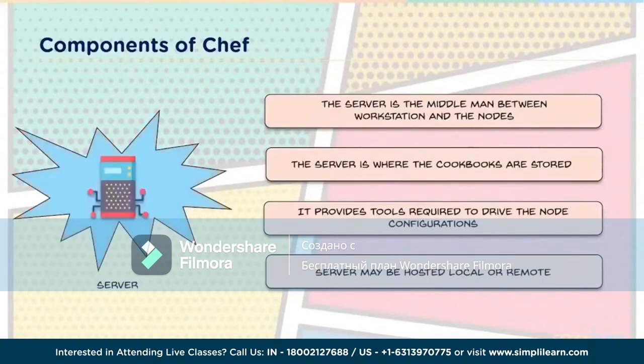Our second component is the server. So server is like the middleman. It lies between your workstation and your nodes. And this is where all your cookbooks are stored. Because as you saw previously, the knife sends these cookbooks over from the workstation to the server. The server can be hosted locally, that's on your workstation itself, or it can be remote. So you can have your server at a different location. You can even have it on the cloud platform.